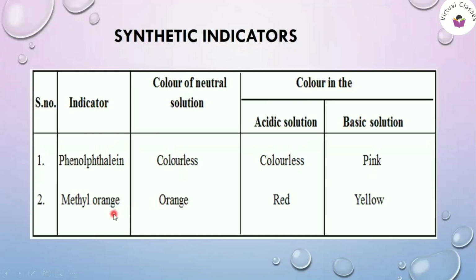Next, we have methyl orange, which is originally of orange color. In acidic solution, it gives red color, and in basic solution, it gives yellow color.